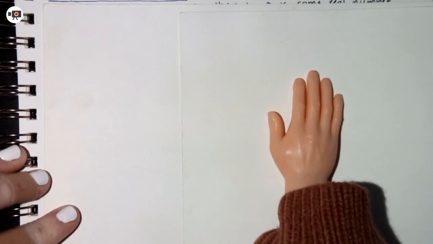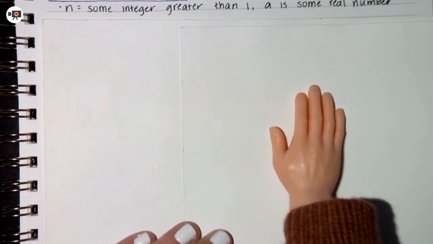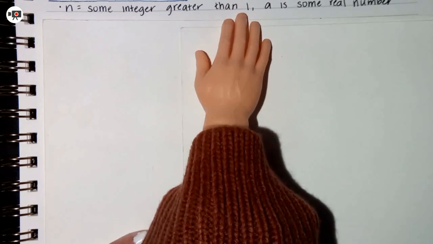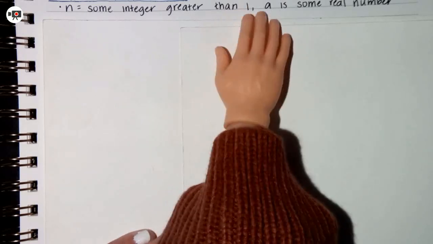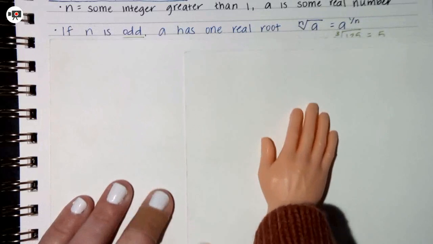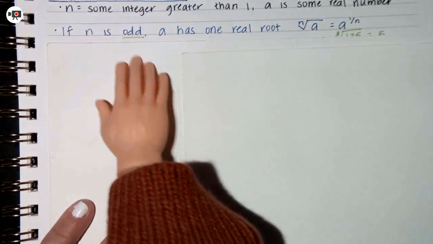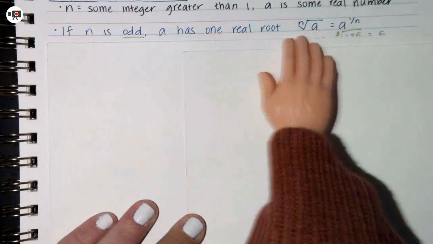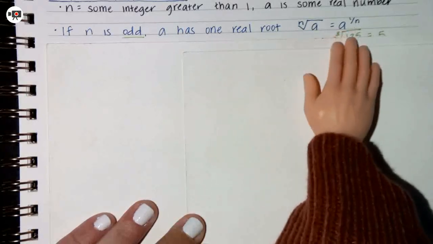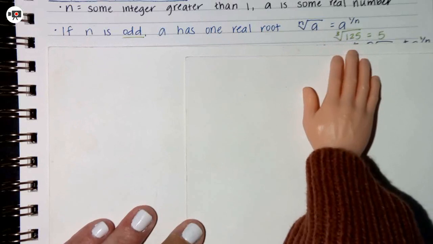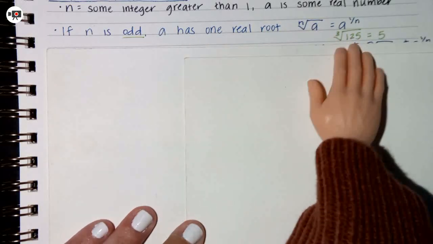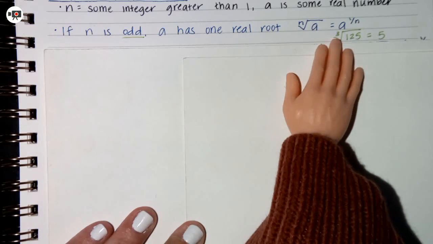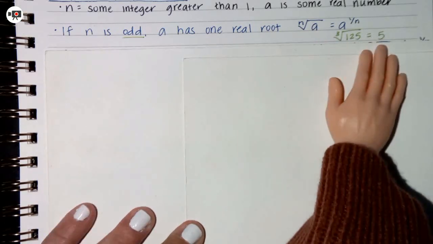Real nth roots of a, so we can figure those out. If n is some integer greater than 1, so that would be like 2, 3, any whole number like that, and a is any real number. If n is odd, so we have an odd index, a has one real root, the nth root of a, or a to the 1 over n power, we'd get one answer. Cube root of 125, so odd index, my answer is 5.